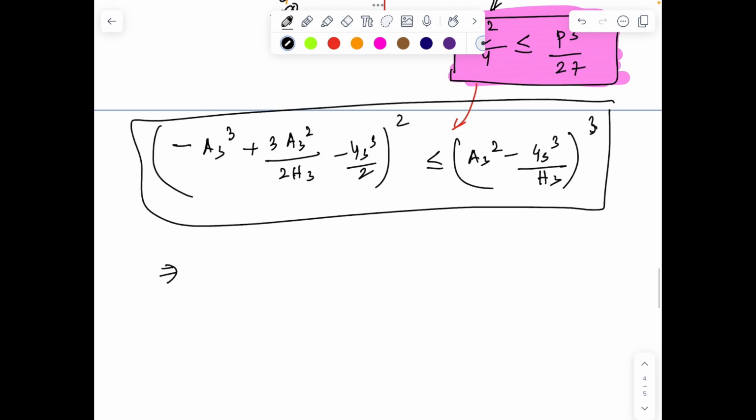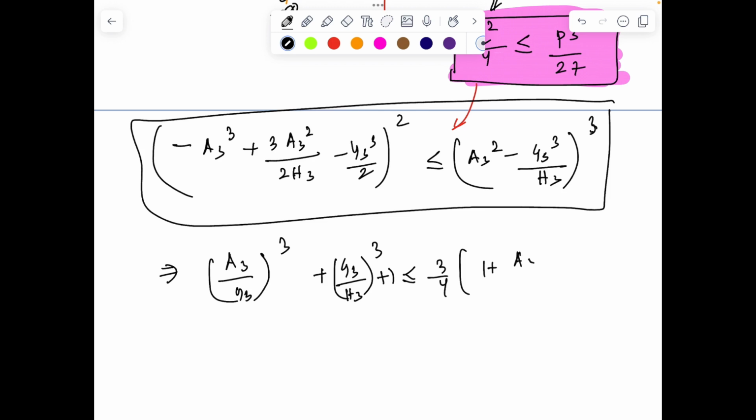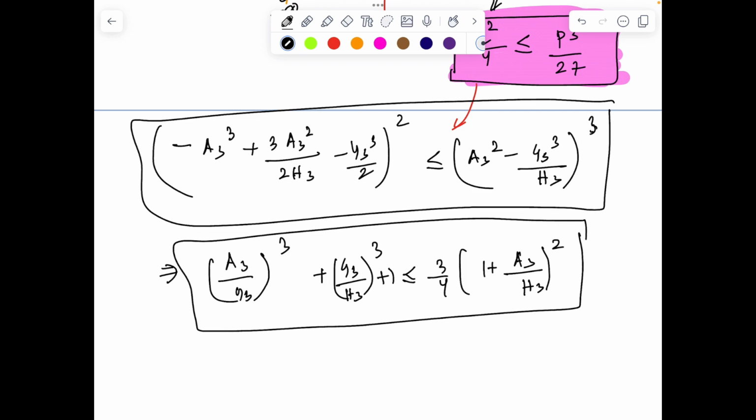If I open this a cube plus b cube, we are getting a3 by g3 whole cube, and then plus g3 by h3 whole cube, plus 1 is less than or equal to 3/4 times 1 plus e3 by h3 whole square. So this is a very interesting result.